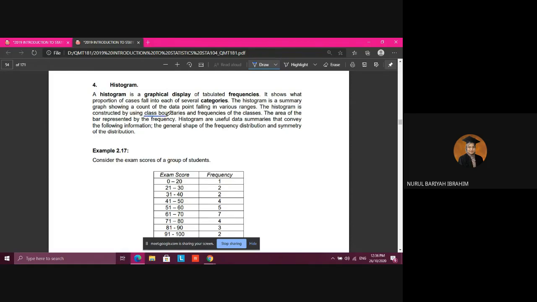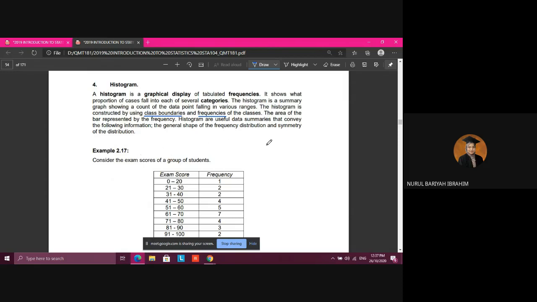Okay, we need the two values, class boundaries and frequency, to create the histogram. The area of the bar is represented by the frequency. Histograms are useful data summaries that convey the following information: the general shape of the frequency and the symmetry of the distribution.